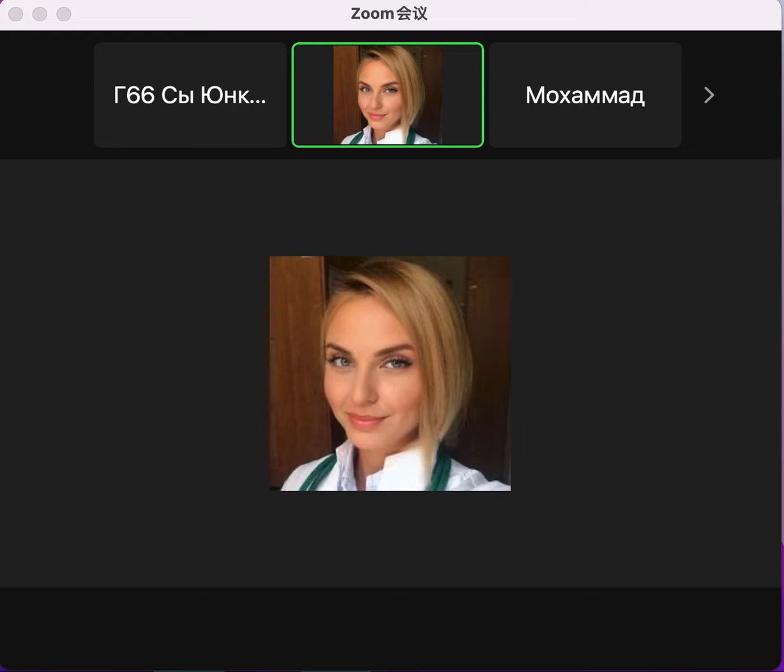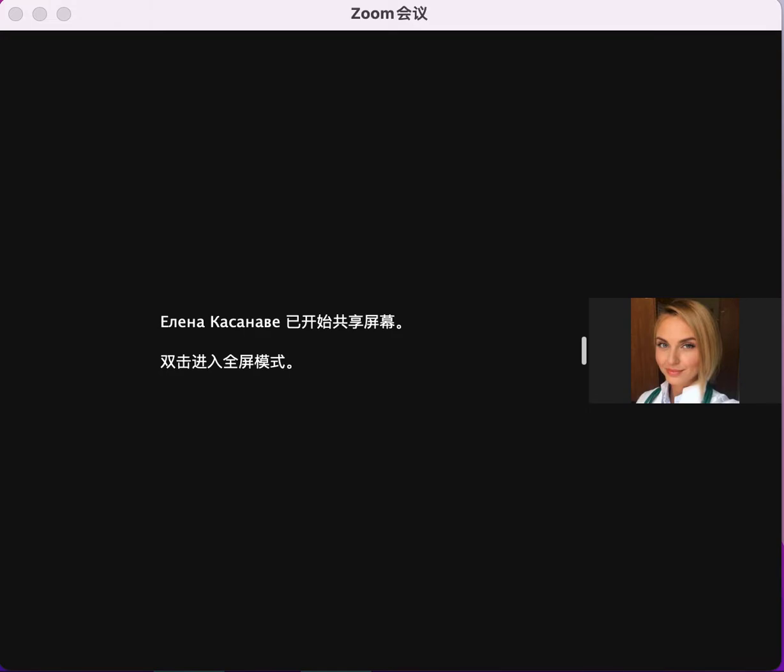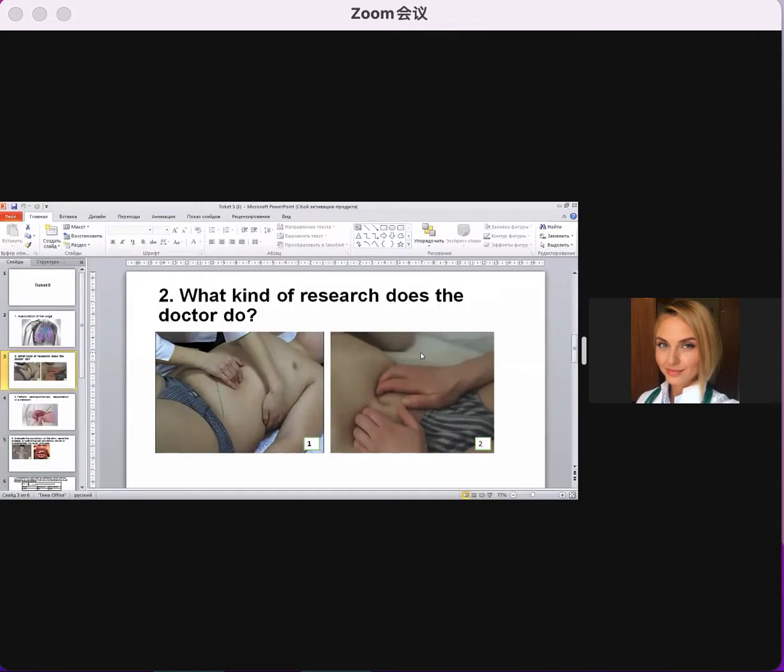Next. Let's go to the next. This is deep palpation of the abdomen. Yes, deep palpation of the abdomen.